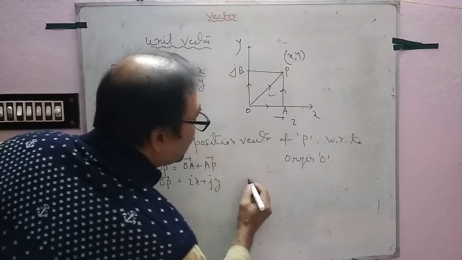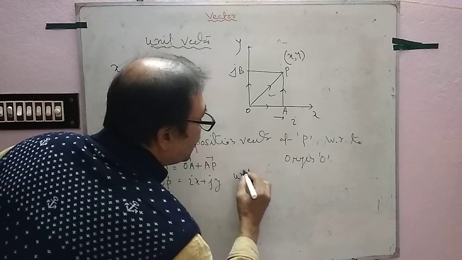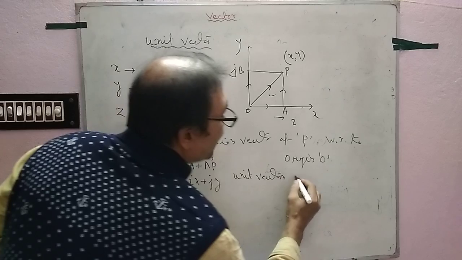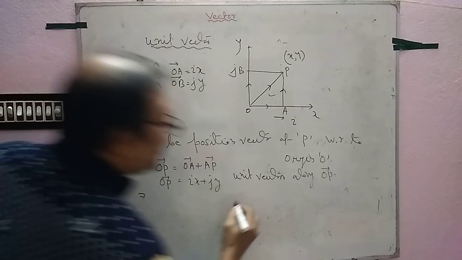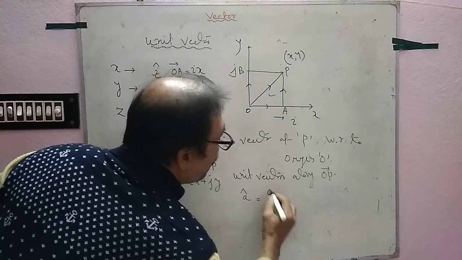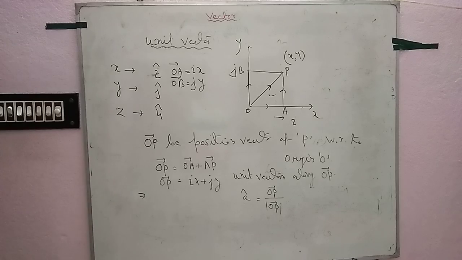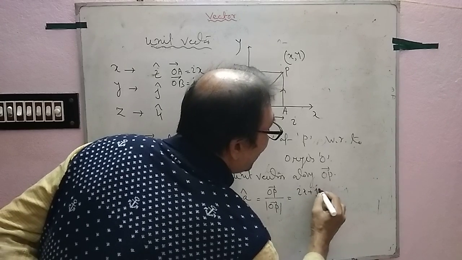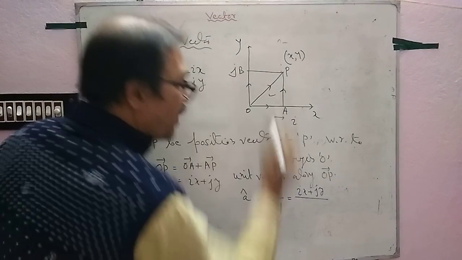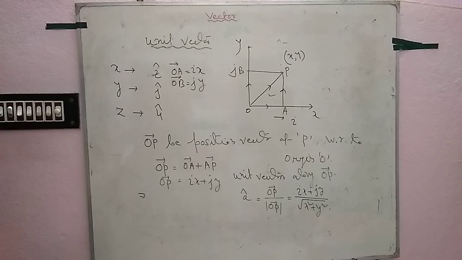Now unit vector along OP. Follow, unit vector along OP. What will be the unit vector in the direction of OP? I take it as a cap, the unit vector is vector OP divided by its modulus. If we divide a vector by its modulus, we will get the unit vector, that is ix plus jy divided by OP. What is the value of OP? Root over x square plus y square. This is the unit vector towards OP. Clear?